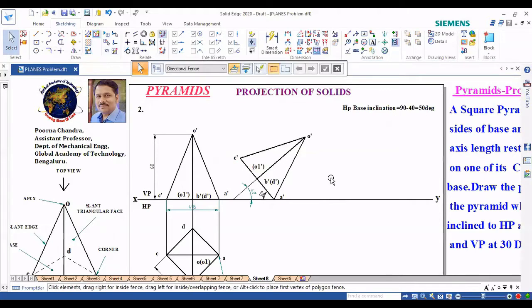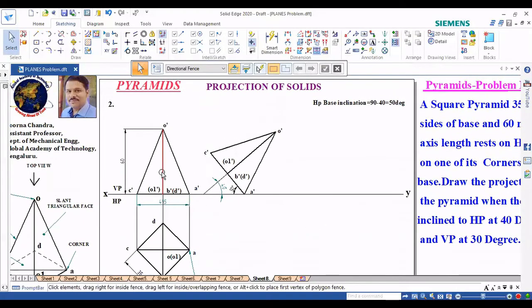Just watch, I'll repeat again what we did here. In order to rotate the axis by 40 degrees, it is difficult to do that while constructing. So what we can do is rotate the base itself by 50 degrees. Why 50 degrees? Because given the HP inclination is 40 degrees, if I want 40 degrees, see this is 90. 90 minus 50, I get 40. So if I want to incline the base, I need to take 90 minus the given angle 40, and I will get 50 degrees. That 50 I need to rotate here.